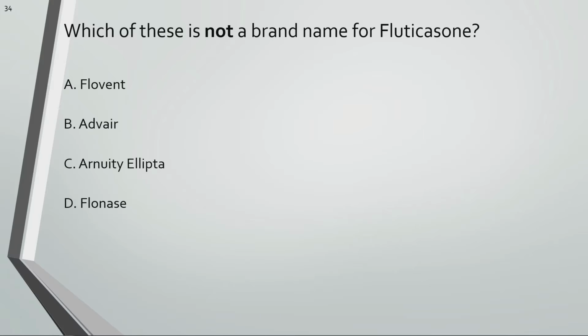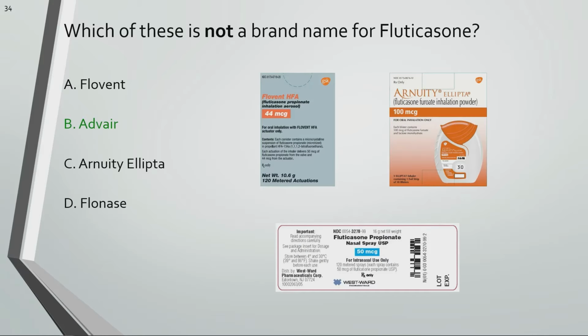Which of these is not a brand name for fluticasone? Flovent, Arnuity Ellipta, and Flonase have the active ingredient of fluticasone. They differ only in their formulation and delivery. Advair is a combination drug of fluticasone and salmeterol.